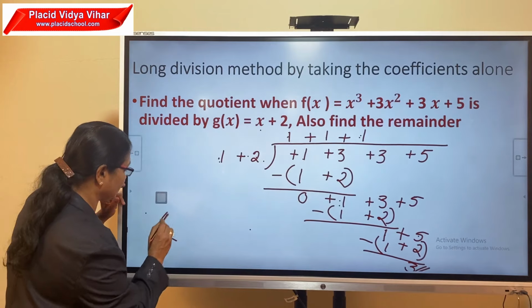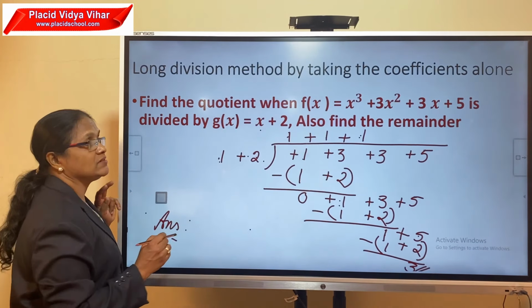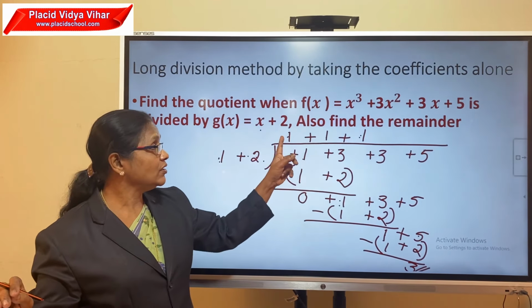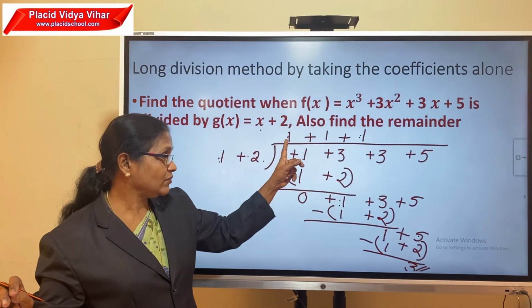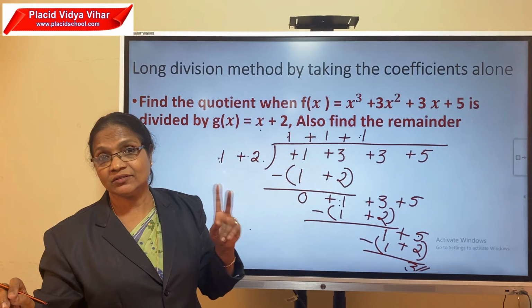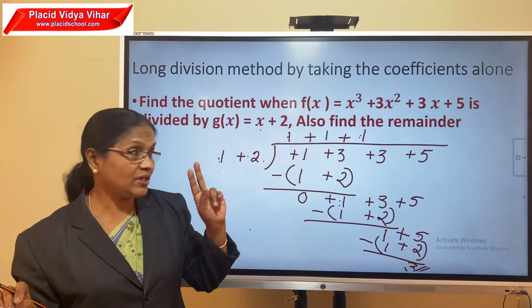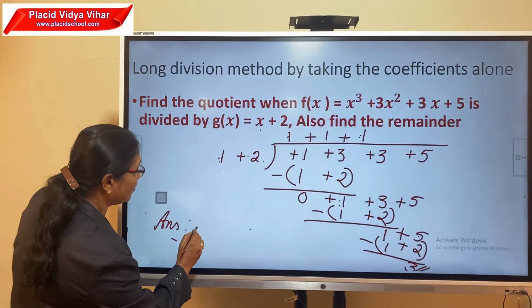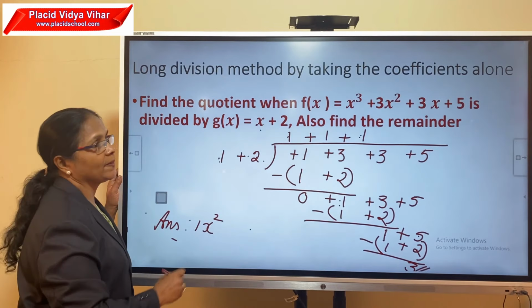Now we can write the answer. Since the degree of the quotient is 2, the first term must be with the numerical coefficient 1 and variable factor x square having degree 2, that means x square. Therefore 1x square.